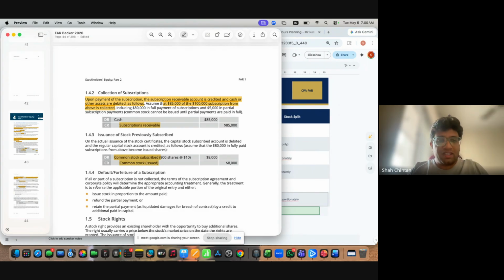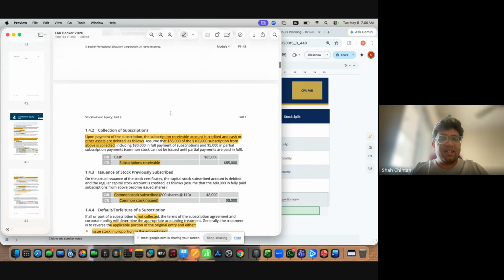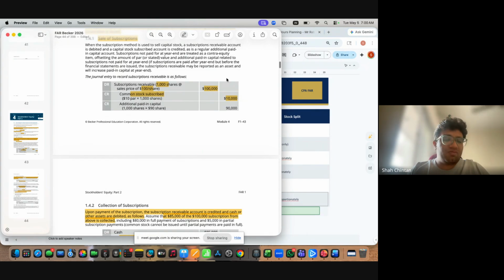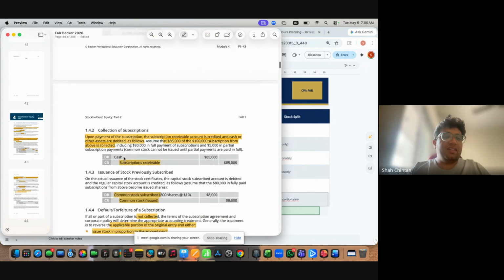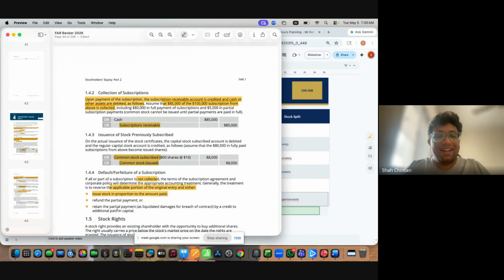So what description says that if all or a part of a subscription is not collected, the term of the subscription agreement and corporate policy will determine the appropriate accounting treatment. Generally, the treatment is to reverse the applicable portion of the original entry. So what we are saying ki reverse the original entry entirely because they are not going to get anything now. However, जो आपने $85,000 collect किया है, this is forfeited now. So this is your other income which is reported on the income statement. जहाँ पर आपने पैसा collect कर लिया shareholder से, but you are not giving anything back to them because they have defaulted to a legal contract.